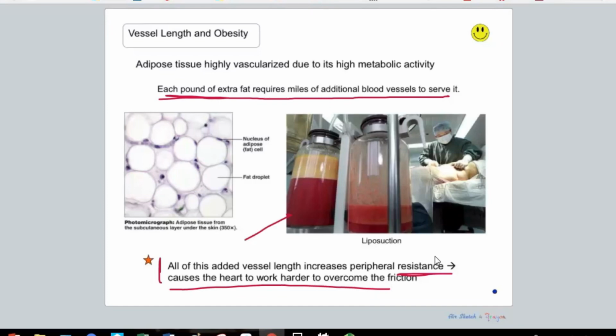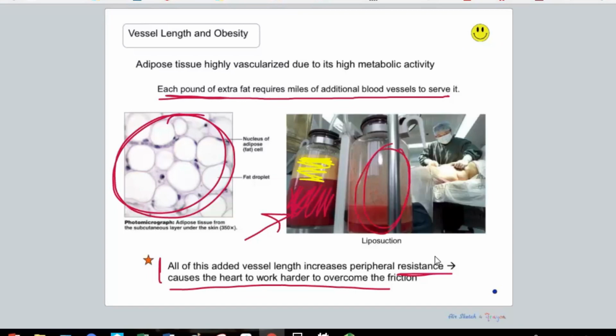So this is liposuction right here, and the reason I point this out is because when you're taking fat out from the body, there's so much blood here that you can only take out a little fat at a time, so you don't lose too much blood. So here you can see where the fat tissue has separated from the blood. This is all blood from adipose tissue here, and then this stuff hasn't quite separated.